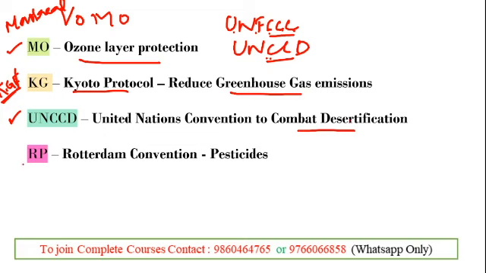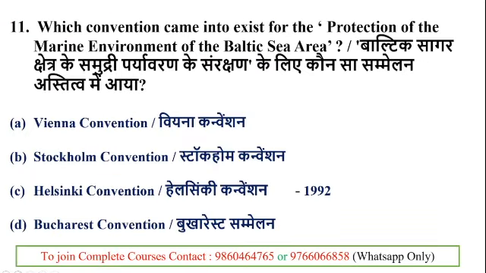Clear? Then RP. R is for Rotterdam. The Rotterdam Convention is related with pesticides. So for RP you can simply remember R for Rotterdam Convention and P for pesticides. Clear? Then move to the next question.